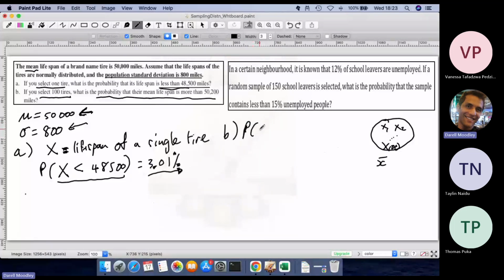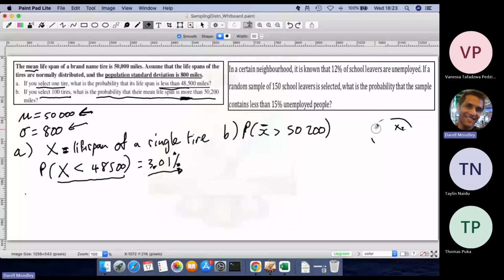If I have to write it out mathematically, it's this: X bar greater than, because it says more than, 50,200. So this is what they're asking you. Just like what we did earlier, we need to convert that X bar to a Z value.